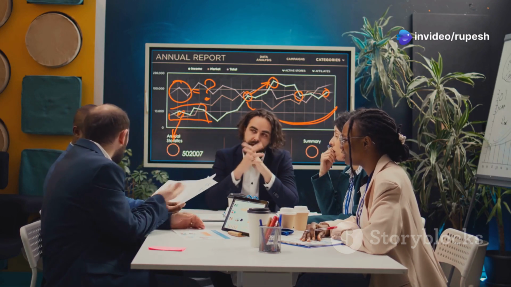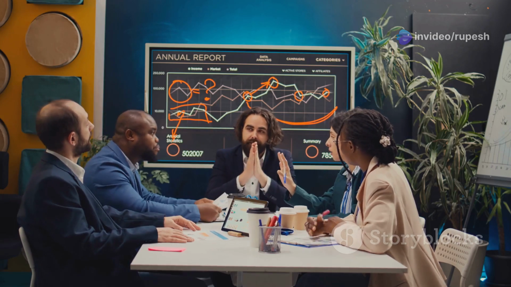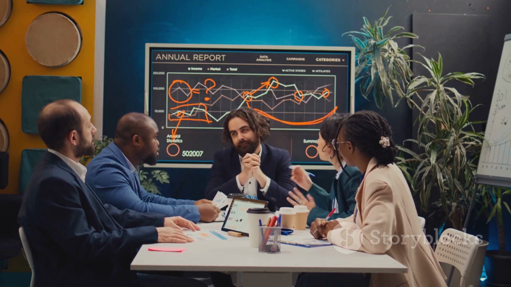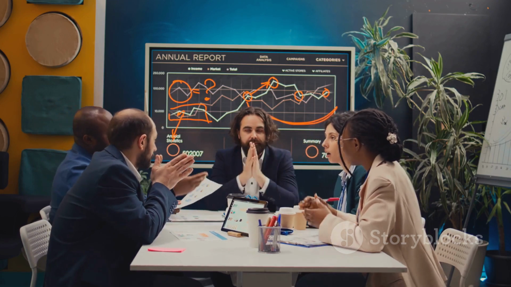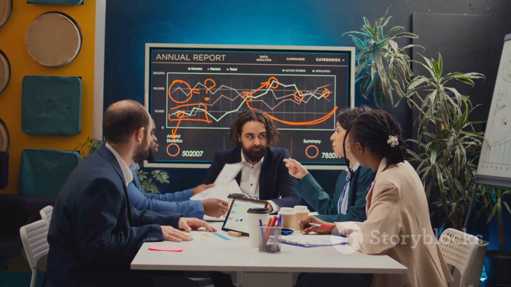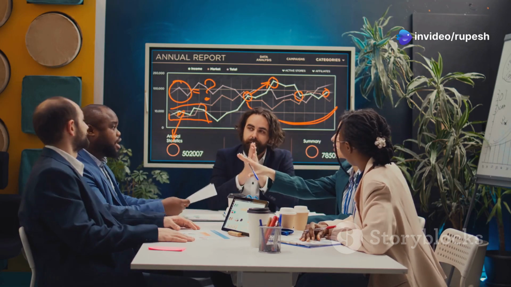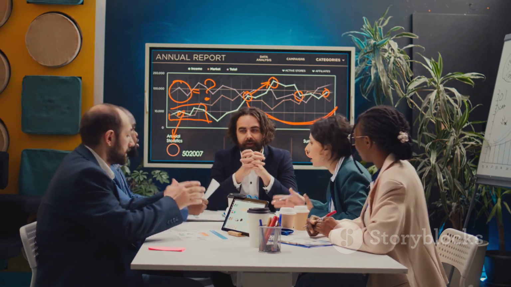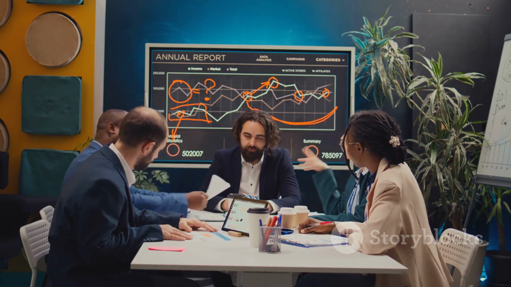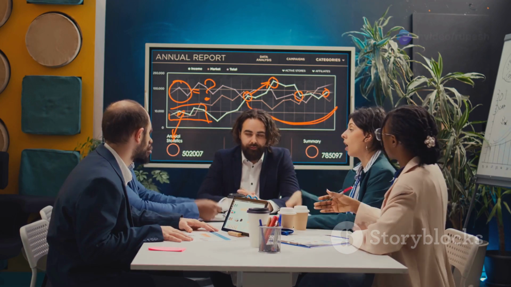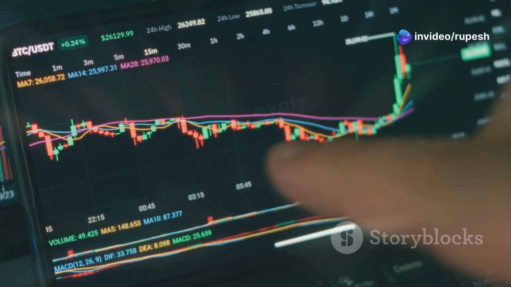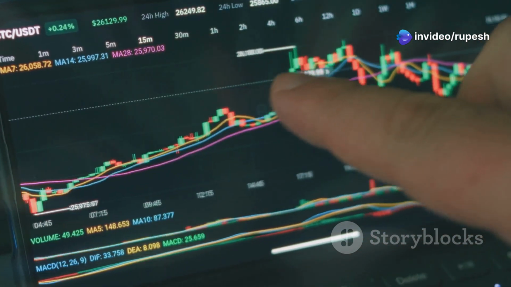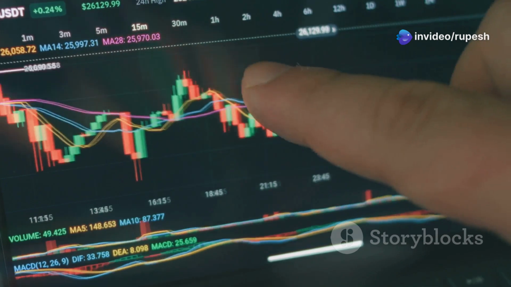Analyze historical trends. Another important aspect to consider is the historical PE ratio of a company. By looking at the historical PE ratio, you can understand how the company's valuation has changed over time and identify any patterns or trends. This historical perspective can help you determine whether the current PE ratio is justified based on the company's past performance and future growth prospects.